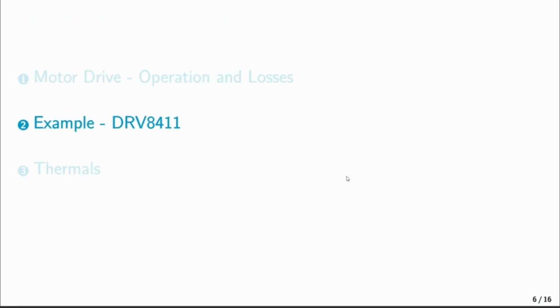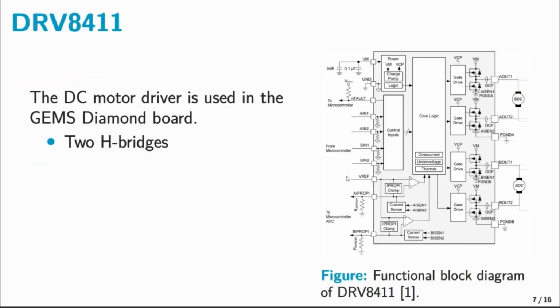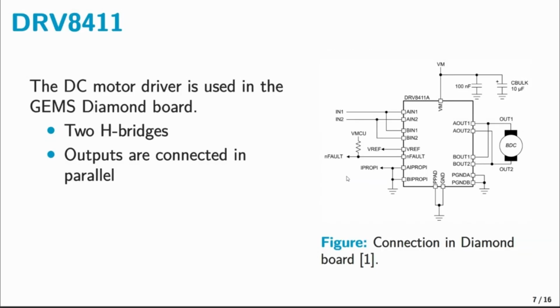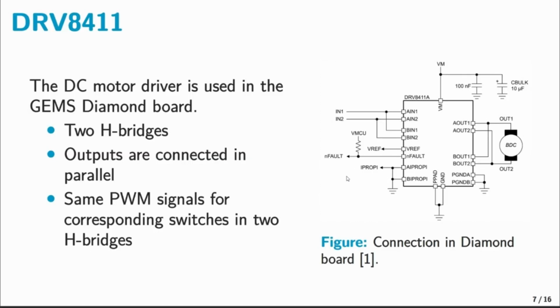After understanding the loss mechanisms in an H bridge, let's consider an example of the IC used in the GEMS diamond board. The DRV8411 consists of two H bridges. The two H bridges can be controlled independently and hence can drive two motors if needed. In this application, the outputs of the two H bridges are connected in parallel to reduce the losses. Identical PWM signals are supplied to both the H bridges.